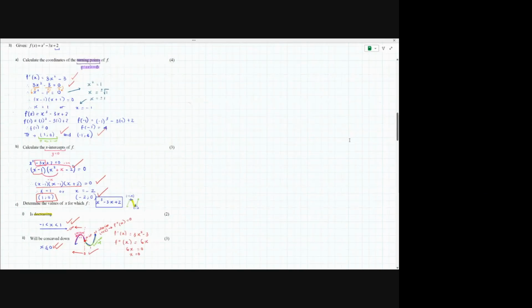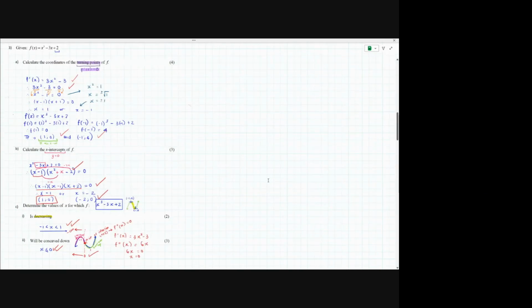Right, so I'll just do this in case you want to screenshot with the mark allocation as well. Otherwise, the next question is asking you to draw the graph. So if you want to get drawing, that's absolutely fine. We'll have a look at it now. You do have all of the information to draw your graph already.